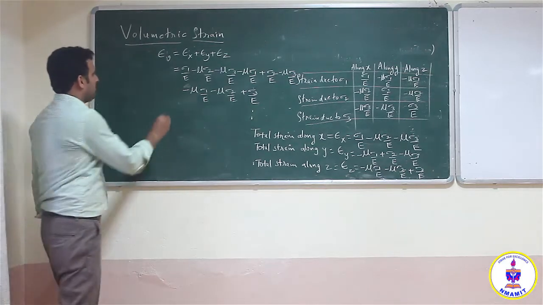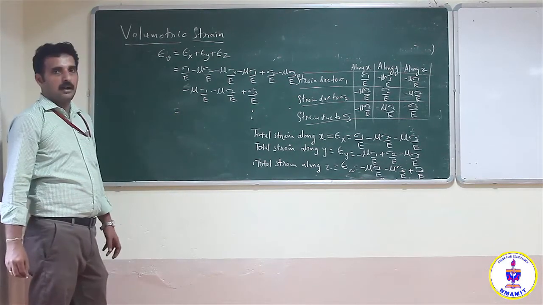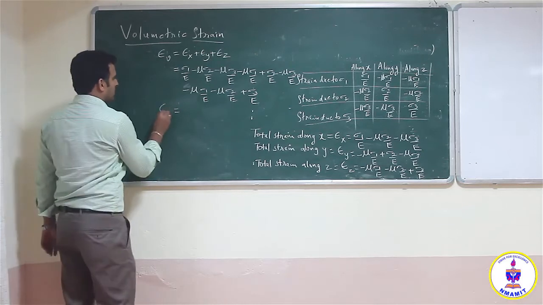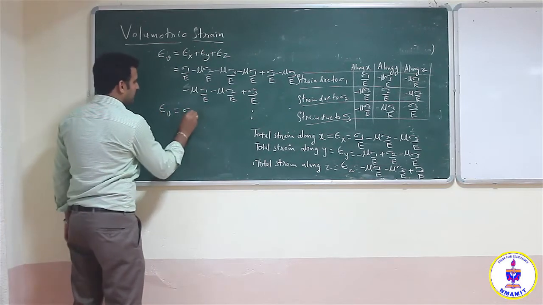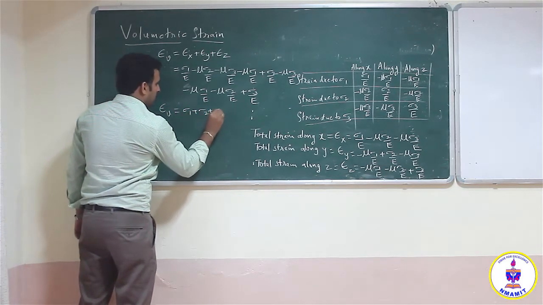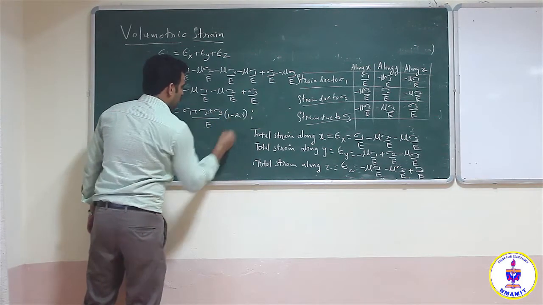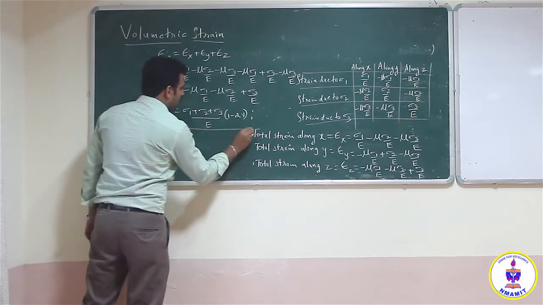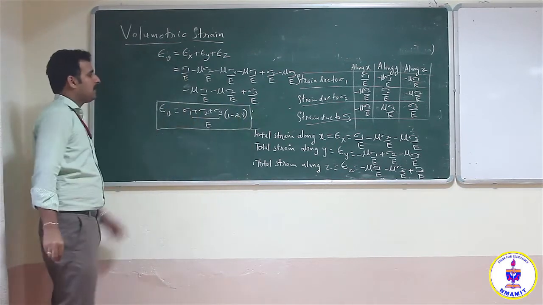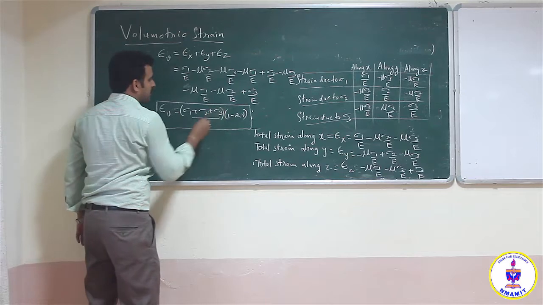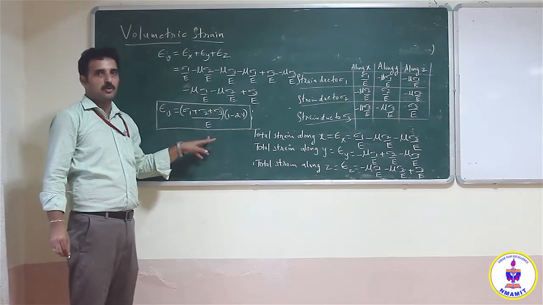So we can simplify this equation, and the final result we will get is sigma 1 plus sigma 2 plus sigma 3 by E into 1 minus 2 mu. So this is the expression for volumetric strain in terms of the three stresses, Poisson's ratio and Young's modulus.